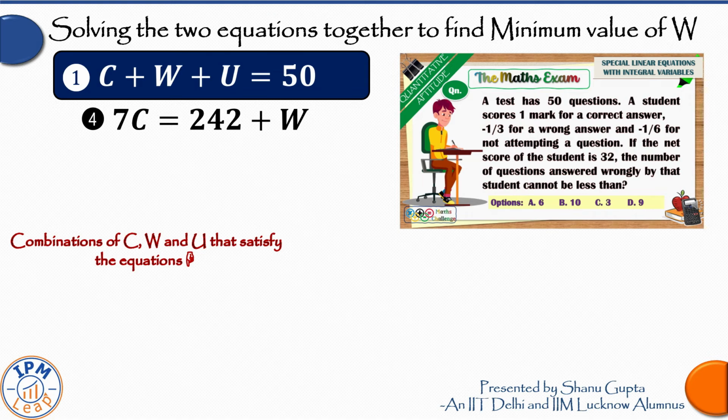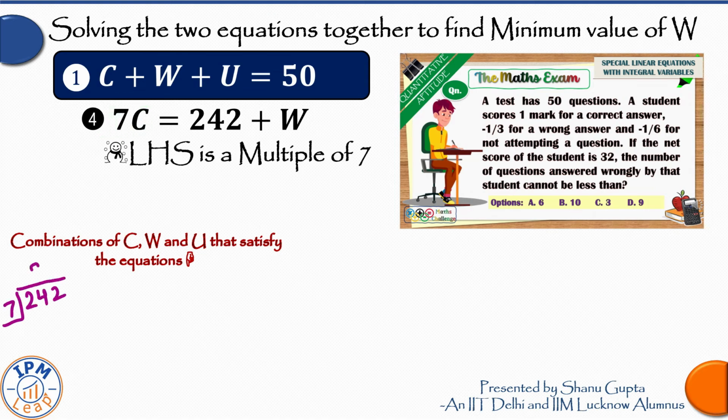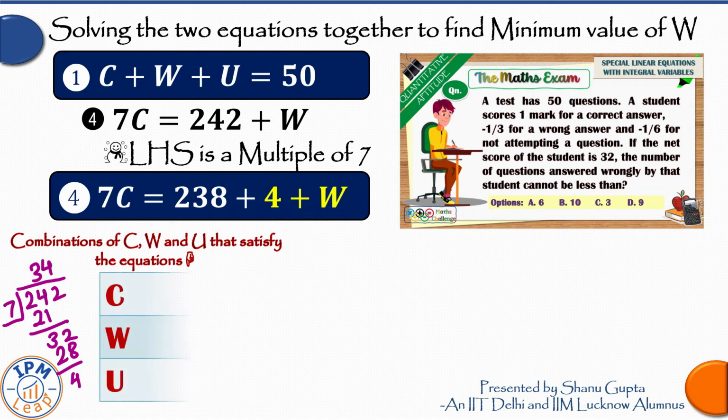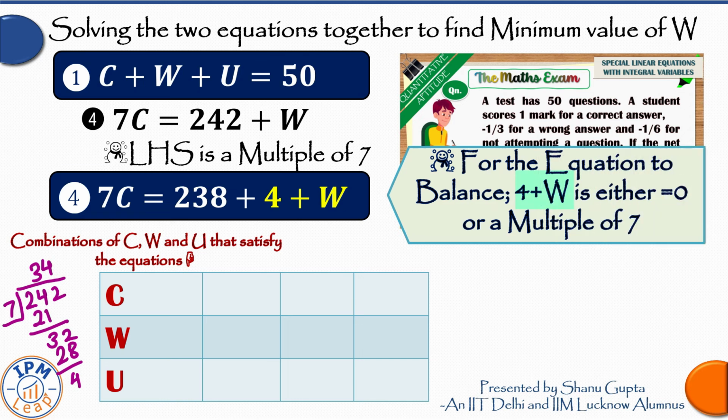Look at the second equation. Left hand side is 7 into C, so it is clearly a multiple of 7. So let's try to rewrite the right hand side as a multiple of 7 because both sides of the equation have to balance in the end. The nearest multiple of 7 contained in 242 is 238 and the remaining two terms are 4 plus W. Collectively, this expression 4 plus W should either be equal to 0 or it should be a multiple of 7. Then only the equation would balance, right?